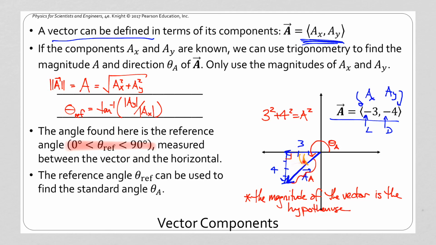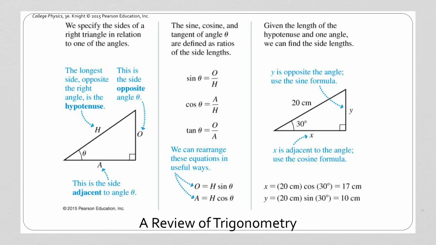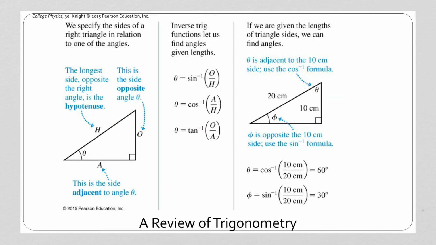But if I know what this angle is, and I know where my vector is based on the direction it's pointing, here it's pointing this way, I can say 180 plus this reference angle would be the true angle. So I can use that reference angle to find the standard angle, which is measured from the positive x-axis counterclockwise. Here in the notes, I have a brief review of trigonometry so that you can use the sides of a triangle, the angle and the hypotenuse to find the sides of a triangle, or if you know the sides of a triangle, you can use trig to find the hypotenuse and the angle.